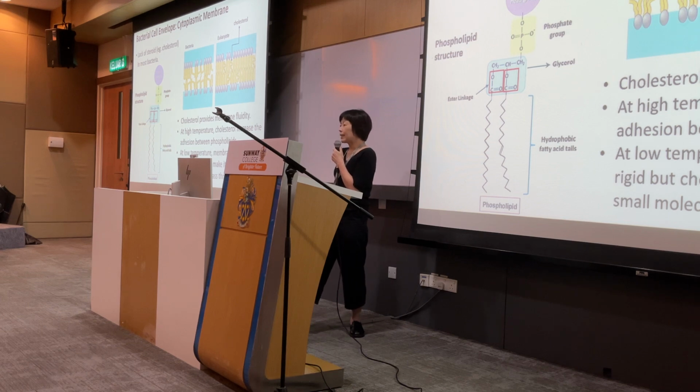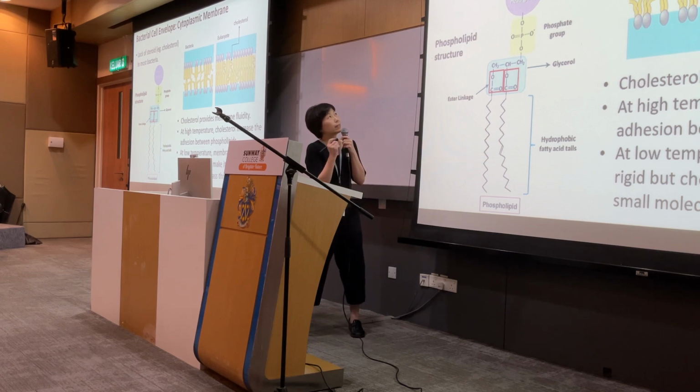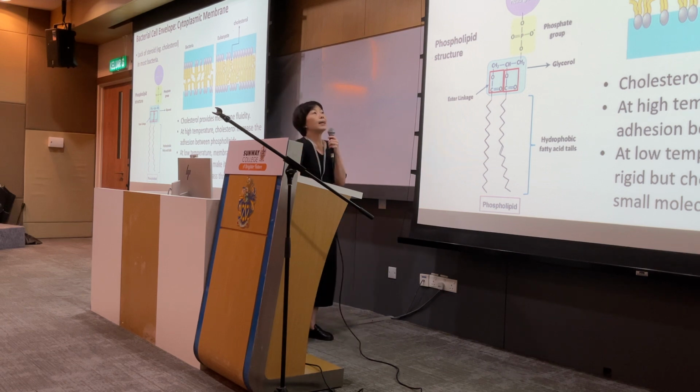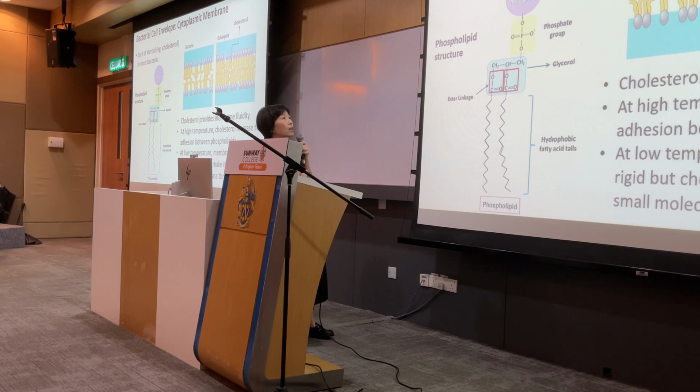The phospholipid here, and one characteristic of the bacterial phospholipid, or the bacterial cell membrane, the cytoplasmic membrane, is that it doesn't have cholesterol. We have cholesterol in our cell membrane. All eukaryotes have cholesterol in the cell membrane. The cholesterol serves a very important purpose. What is the purpose they serve? They actually provide membrane fluidity, right? So at high or low temperature, cholesterol is important.